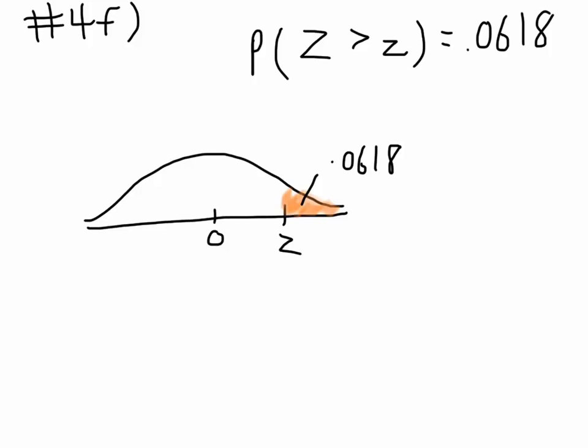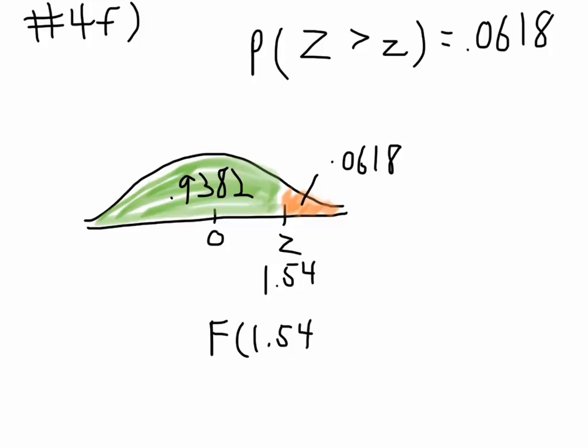Now we can't look that up in our table because our table gives us the CDF, but we know if 0.0618 is above Z, then due to the complement rule, all this area below Z, to the left of that Z, is going to be 1 minus 0.0618. So this is 0.9382. And what you want to do is look in your Z table and try to find 0.9382, and we find that Z equals 1.54.